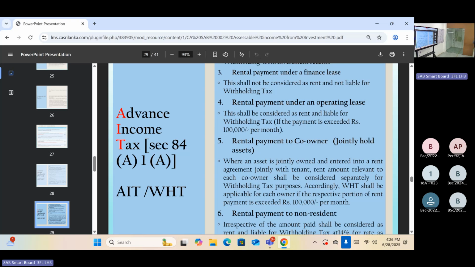Say it is 100,000 for the monthly rent, then this tax is not applicable. Say 200,000 rent, still 100,000 each, not exceeding 100,000. Say 500,000 rent, divided equally, 250,000 each, then this tax is applicable. Separate certificates should be issued to each.